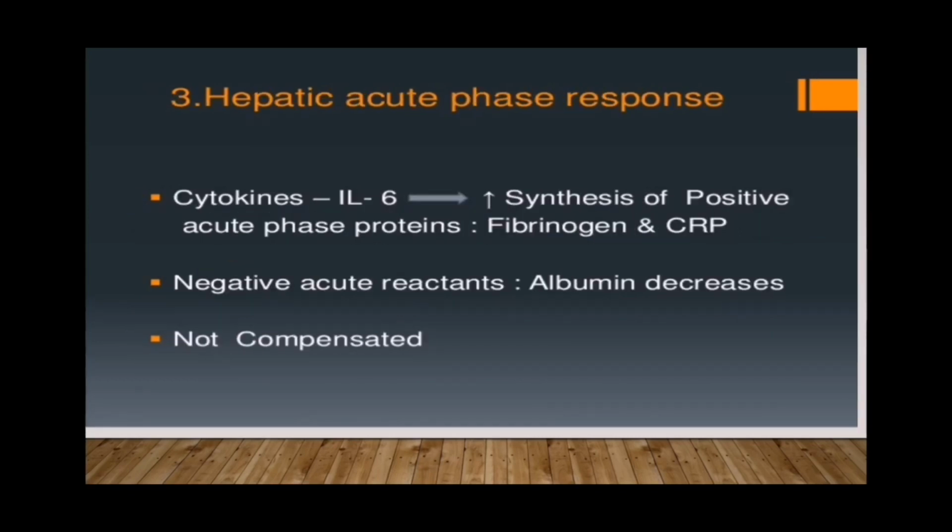Number 3, we have the hepatic acute phase response, which is started by the cytokines interleukin 1 and interleukin 6, which lead to increased synthesis of positive acute phase proteins, fibrinogen and CRP. Negative acute phase reactants such as albumin decrease, not compensated.